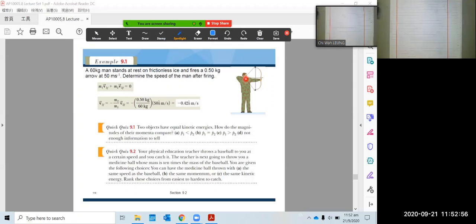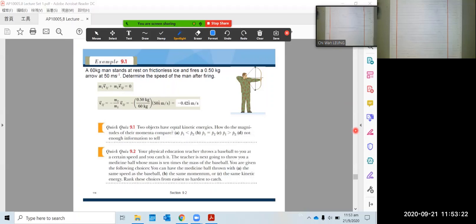Of course, it is not easy to have access to the force because the force on the man as well as the arrow changes from time to time. So it is easy to say Newton's second law would apply. It must apply, but it is just difficult to calculate. So we need another tool in order to solve this type of problem.